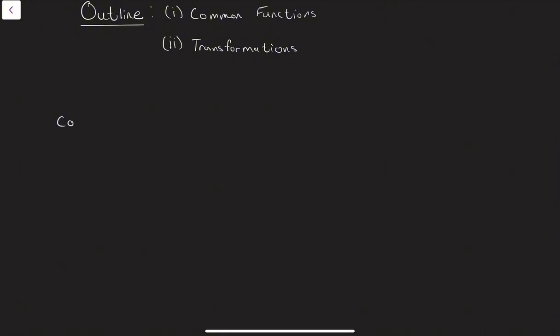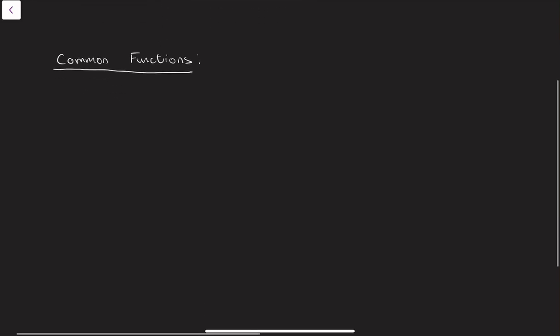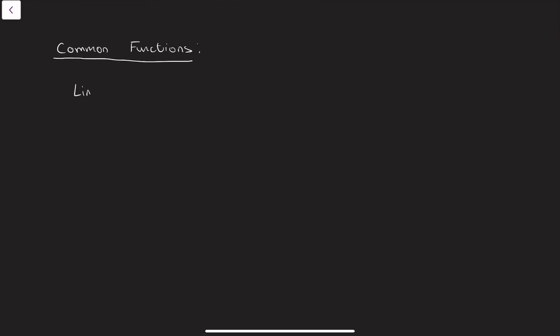So, common functions. To start, we'll start with the most basic type of function. We have a linear function. A linear function is just a function that follows this rule: f of x is equal to mx plus b, where m is the slope and b is the y-intercept.